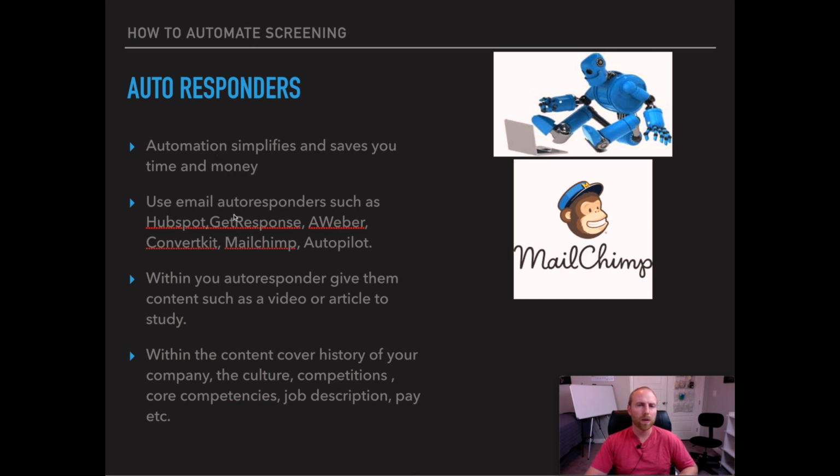The concept of an autoresponder is, let's say that somebody sees your post on Facebook or Twitter or Instagram, and they fill in the information. As soon as they fill in the information, it's going to auto respond to them with more content that's going to give them a little bit more information on what you're doing. I always like to do a video, and the content that I like to cover is the history of the company, the culture, competitions, core competencies, job descriptions, pay, etc. Videos are a great way to go, but you can do anything that you want.